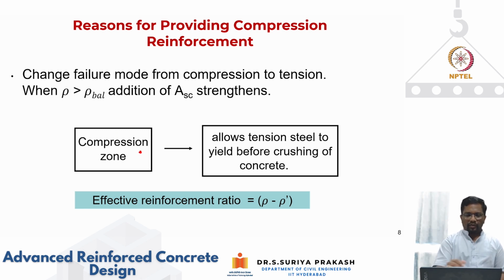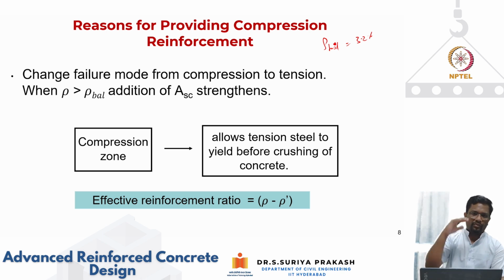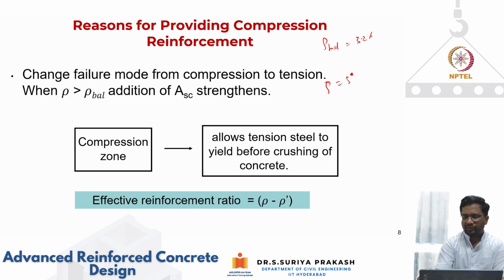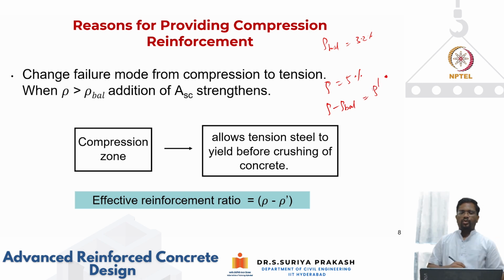So by putting compression steel, what we can do is, let's say you get a rho balanced of 3.2 percentage, but I want to increase the moment resistance. Again, for a particular section, for a rho balanced, moment resistance is also going to be there. But you want higher moment resistance. So how do you do it? I can go ahead and put a higher rho of even 5 percentage. But what I have to do is this rho minus rho balanced should be put as compression steel, which is rho prime.